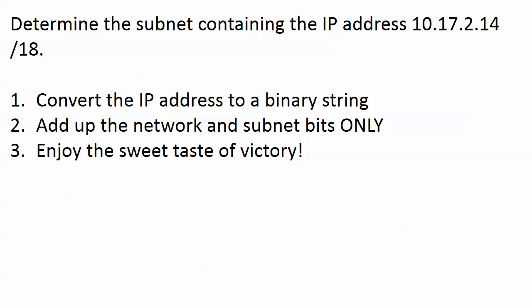I'm going to look at an IP address, 10.17.214, with a /18 mask, and we need to determine what subnet this address is on. It's a 3-step process, and this is the long version. And the third one, hey, that's pretty easy, right? Actually, they're all pretty easy because first off, we just need to convert the IP address to a binary string. We need to then add up the network and subnet bits only from that address, leaving the host bits out. And frankly, then you're done. It's time to enjoy the sweet taste of victory because you have nailed the question.